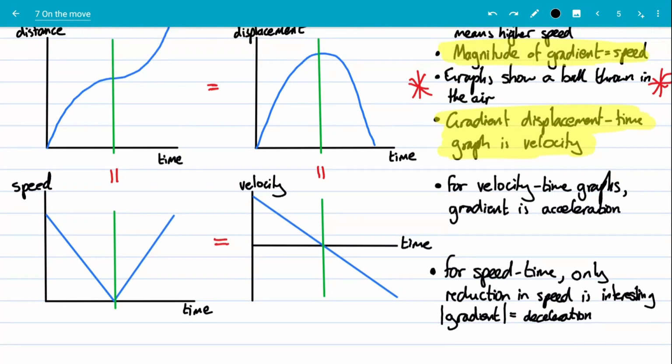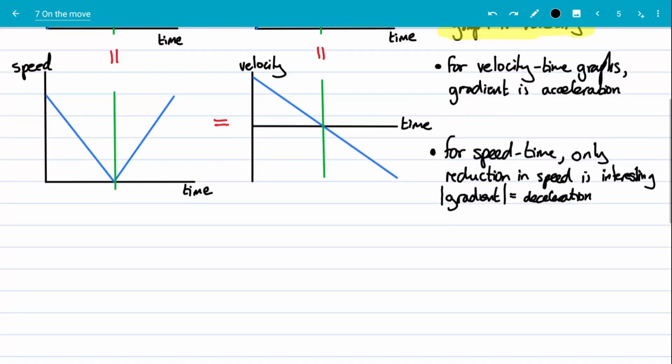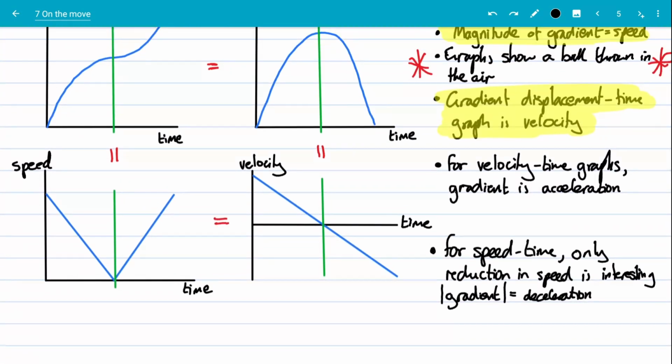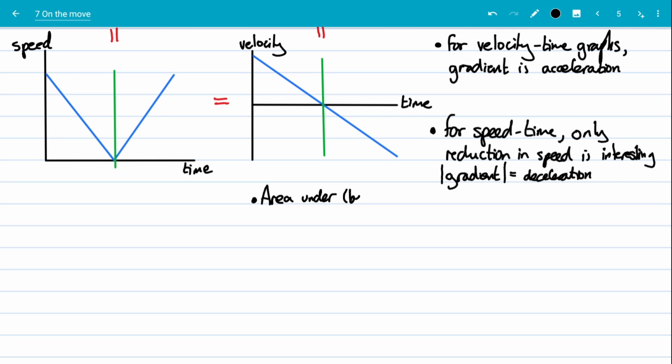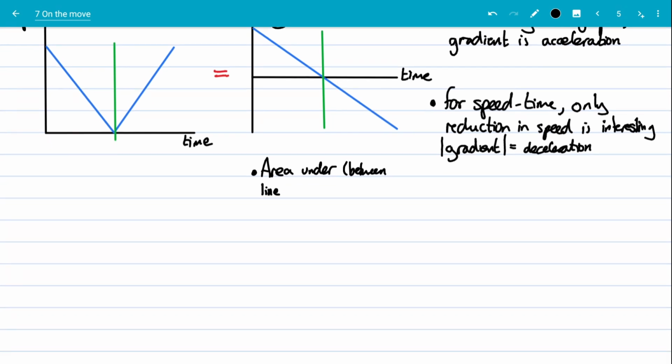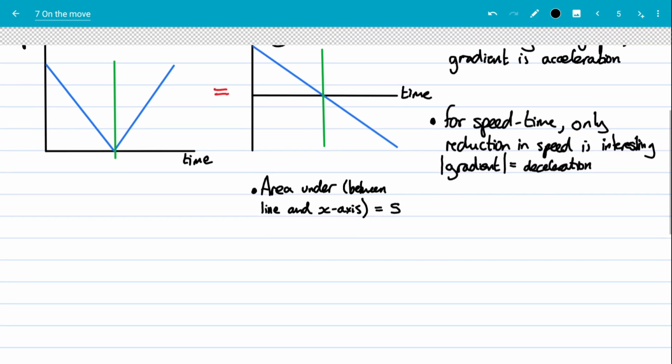For velocity time graphs, the area underneath is going to be the displacement. So let's put this here: area under, and when we say under, we mean between the line and the x-axis. So the area under is equal to the displacement, S.